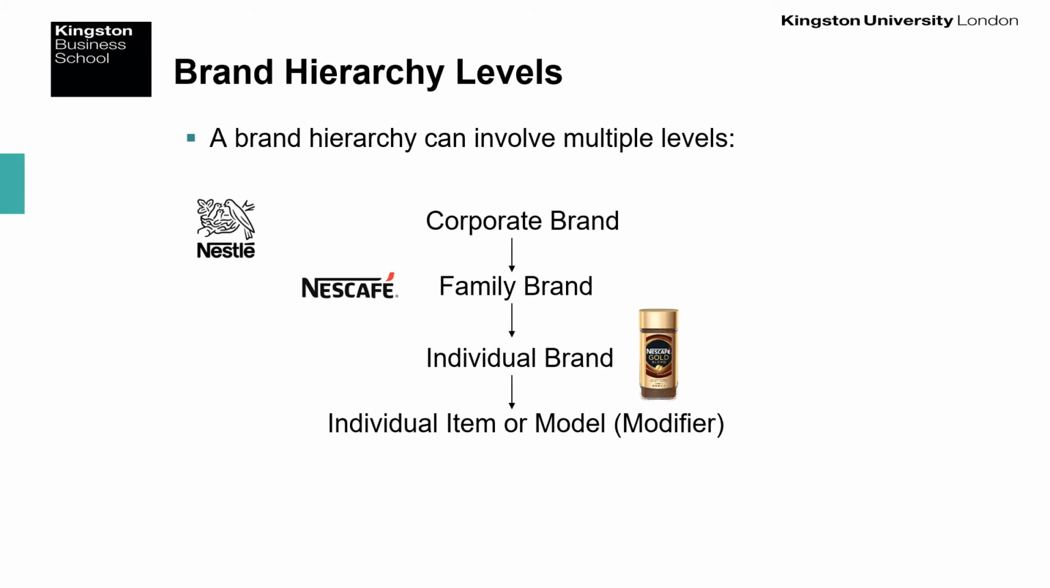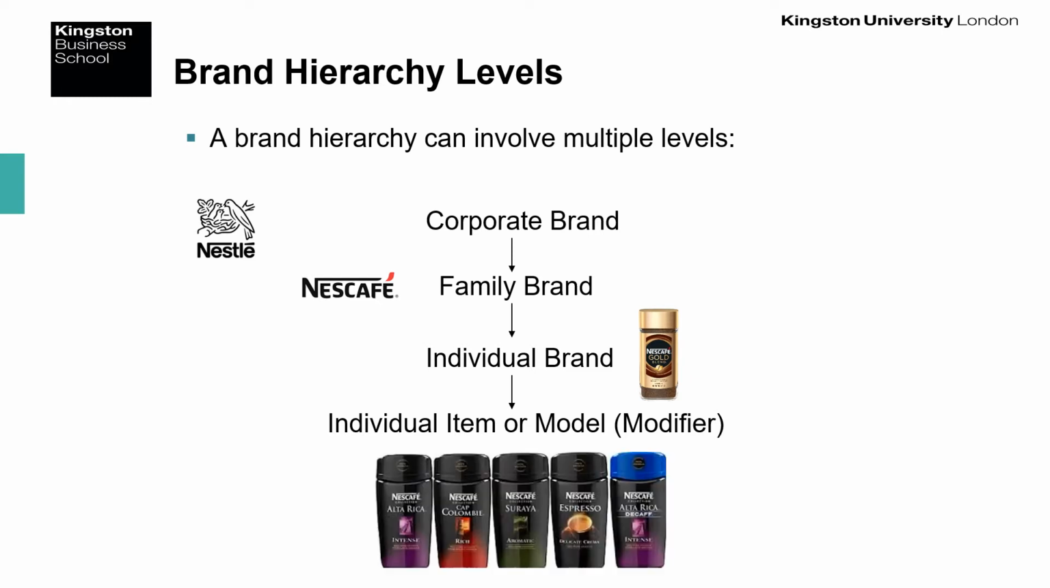And underneath the individual brand, we can have the individual item or modifier, or sometimes this is referred to as the brand variant. Particular pack sizes, flavours, formulations, etc. And you can see here a number of different Nescafé individual product items. So in this particular example, we've got four levels of the brand hierarchy. All the possible levels are used.